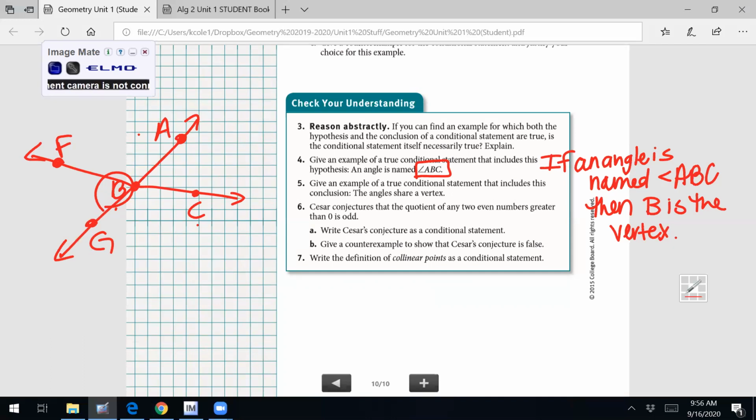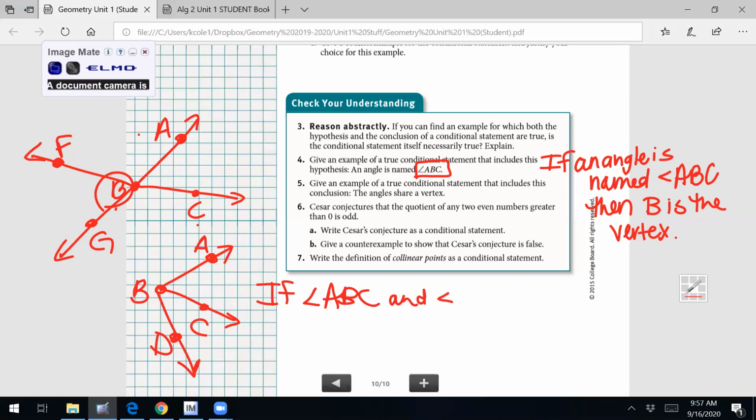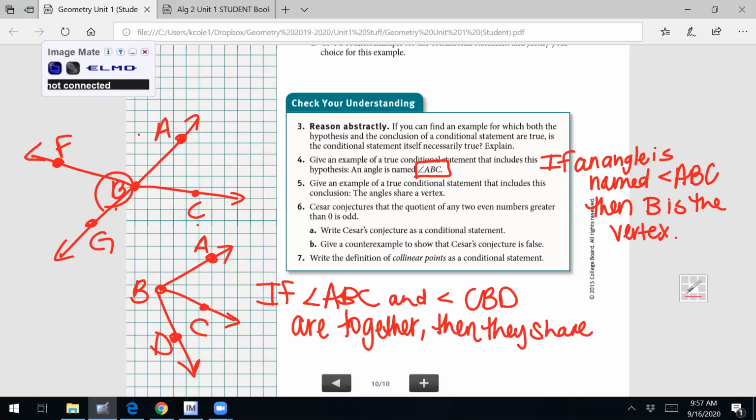That would be good. I was thinking kind of the same thing that she was thinking. I just was thinking about adding on D and just saying, if angle ABC and angle CBD are, I don't want to say together because that's not very mathy, but together, then they share a vertex.